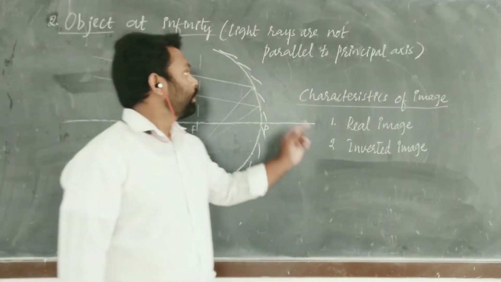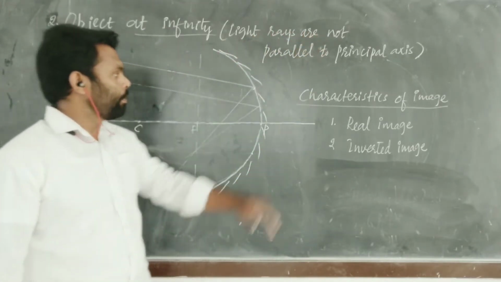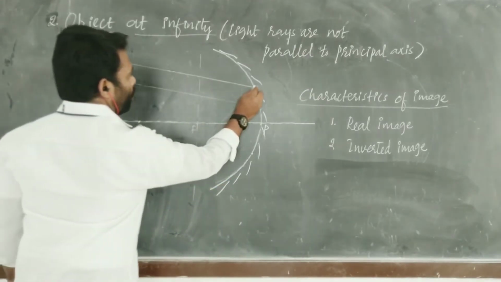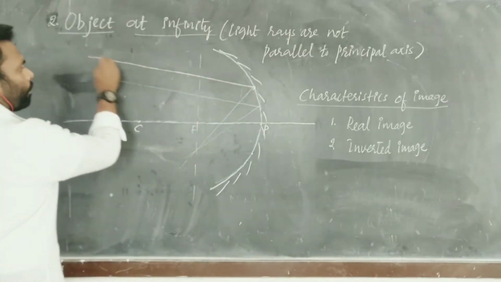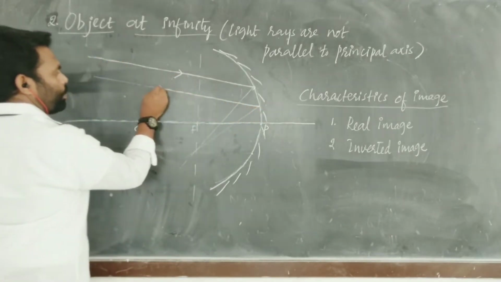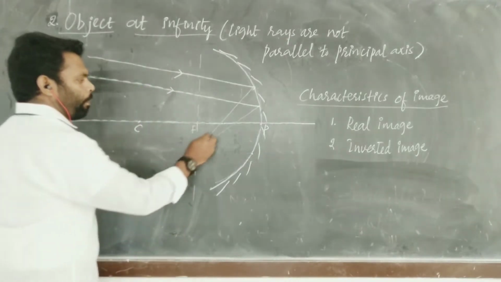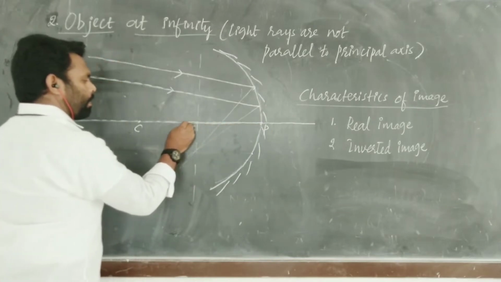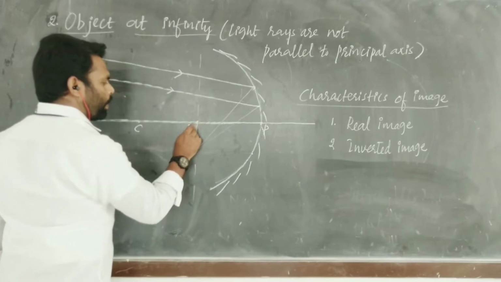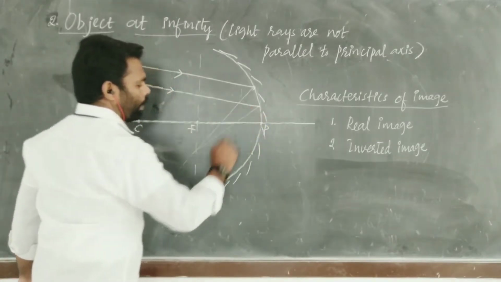So, second ray diagram. Object at infinity, but here light rays are not parallel to principal axis. So two light rays are incident on a concave mirror. This is first light ray, and this is second light ray. These two light rays are parallel to each other, but they are not parallel to principal axis. And this is principal axis. And this is focus. This point is focus. Fine, and this is center of curvature, and this is pole of the concave mirror.